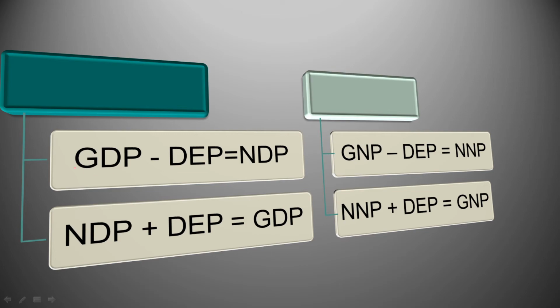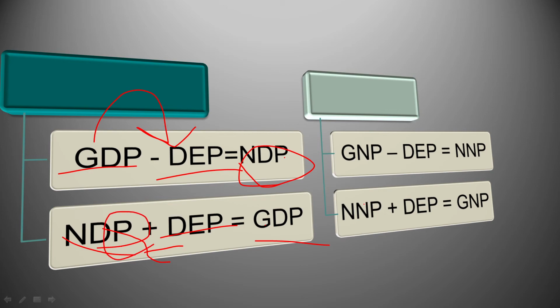We knew from the previous chapter that gross is equal to depreciation plus net. If we apply this to domestic product and national product, it will be the same. Gross domestic product minus depreciation is equal to net domestic product, because gross is equal to net plus depreciation, so net is equal to gross minus depreciation. Net domestic product plus depreciation is equal to gross domestic product, and if we replace domestic product with national product, the results for gross and net are the same. So memorize this very clearly, guys.